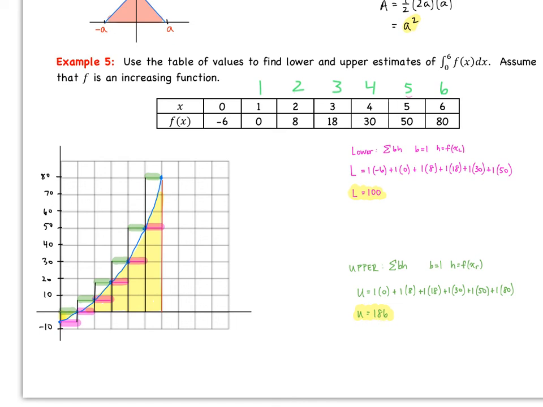So what can we say? Well, we can say that the actual area under this curve is going to be somewhere between 100 and 186. If you have questions, let me know next time we see each other in class.